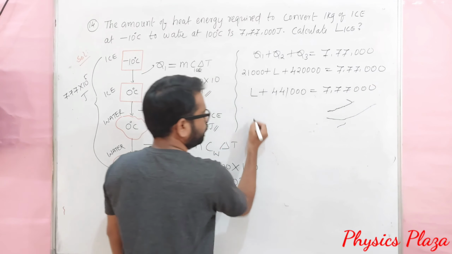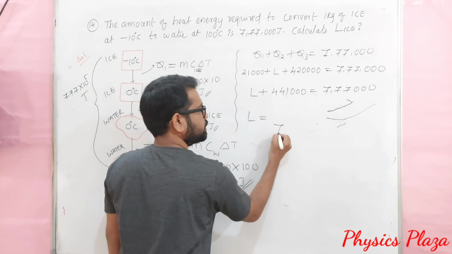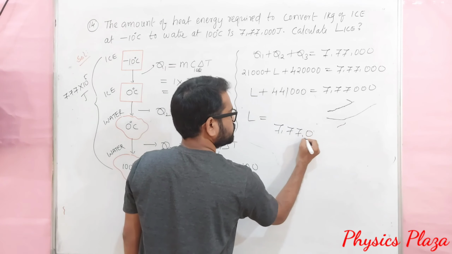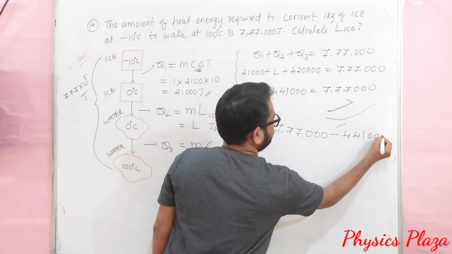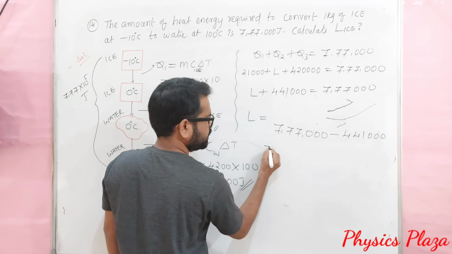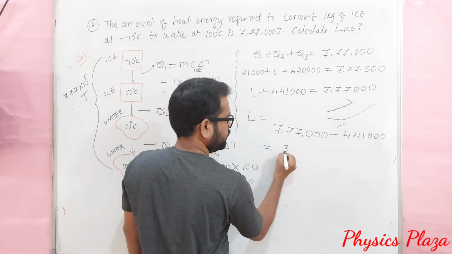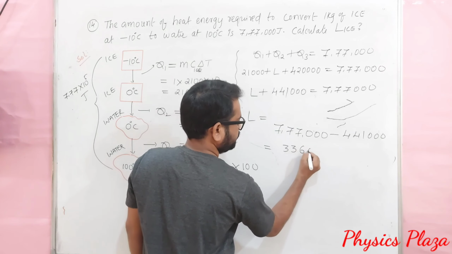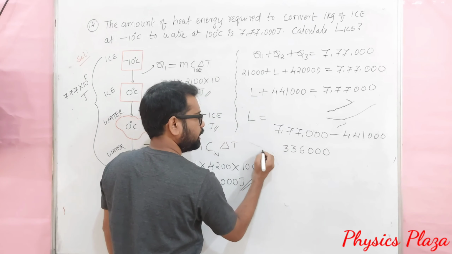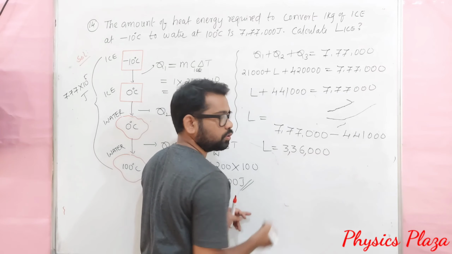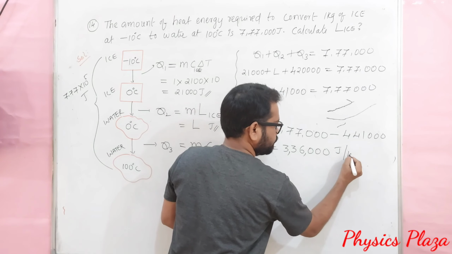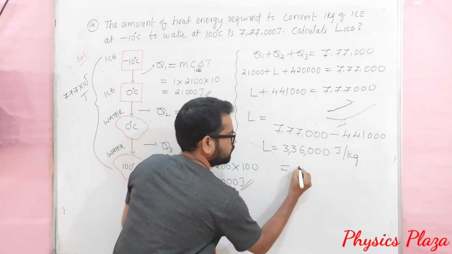7,77,000. So, from here L is equal to what do we get? 7,77,000 minus 4,41,000. So, this will be how much, dear children? This will be 336,000. So, here L is equal to 3,36,000 joule per kg. This we can also write as 3.36 into 10 power 5 joule per kg.